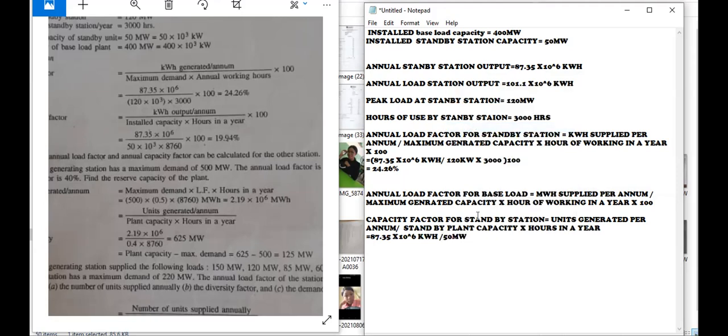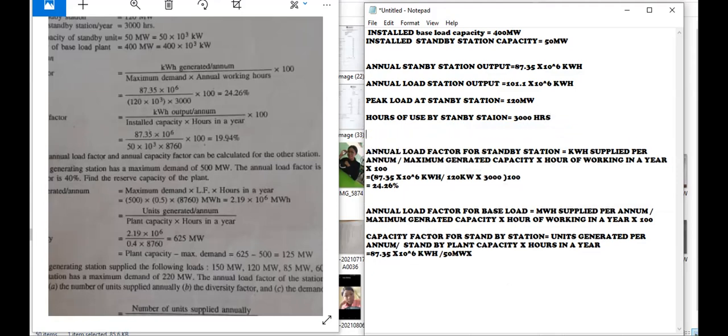Okay, times hours of operation. They told us this, what? Hours in a year. This one is different from hours of working in a year. This is just the hours in a year. How do we calculate the hours in a year? That's what I was trying to calculate before.